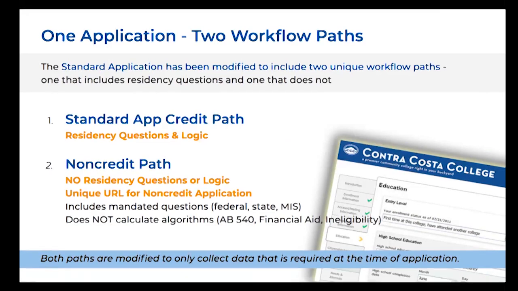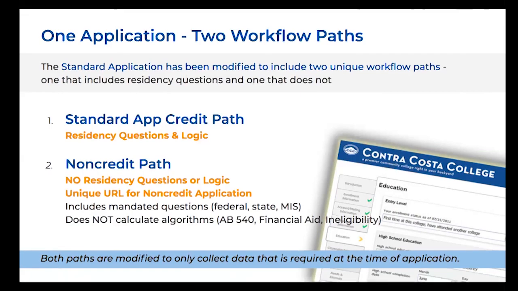The non-credit application itself came out of Assembly Bill 3101, which takes effect July 1st of this year, which basically said that students planning to enroll exclusively in non-credit courses are exempt or excluded from the residency determination classification. So in order to make it easy on you, the college, we've created a workflow path within your standard application for non-credit students. So the difference is less questions, less pages.